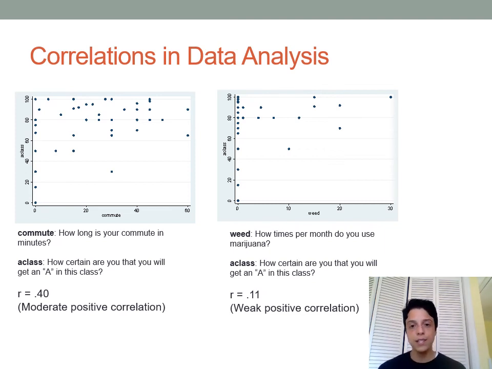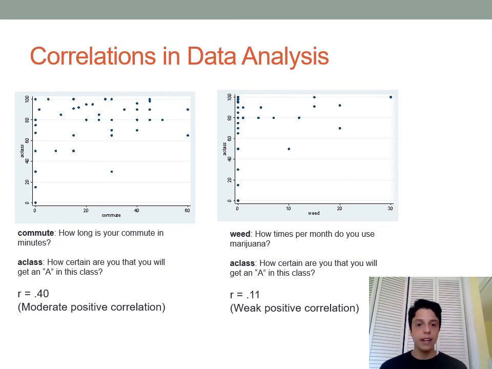And again, the thing to pay attention to there is that number where for both of these, R is positive, so 0.4 and 0.11, both positive. And then the size of the number, where 0.4 would be a stronger correlation than 0.11. So there's more of a relationship between commute in minutes and confidence in getting an A than there is between smoking weed and confidence in getting an A.